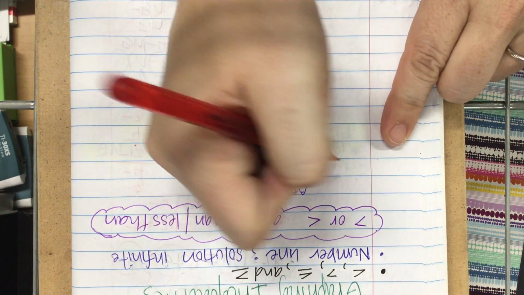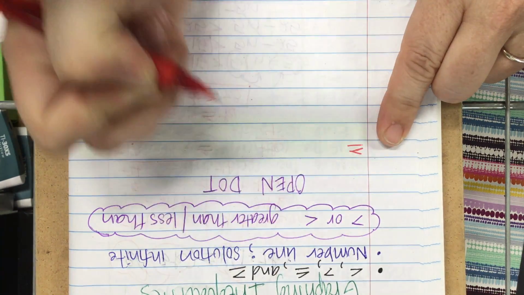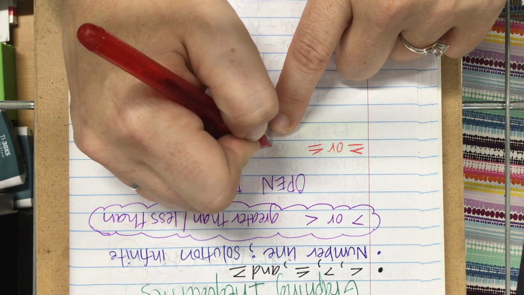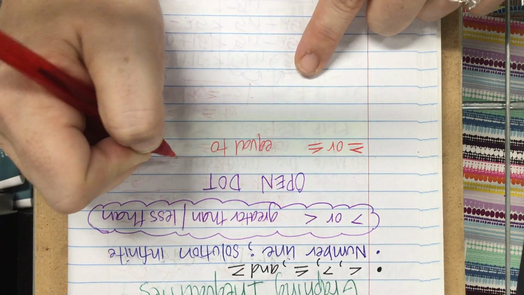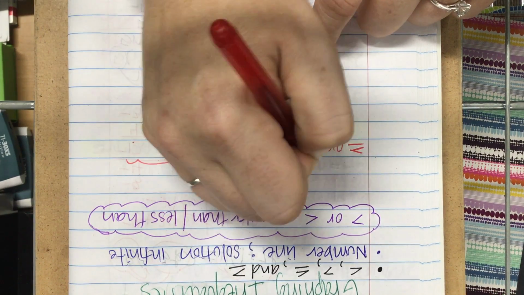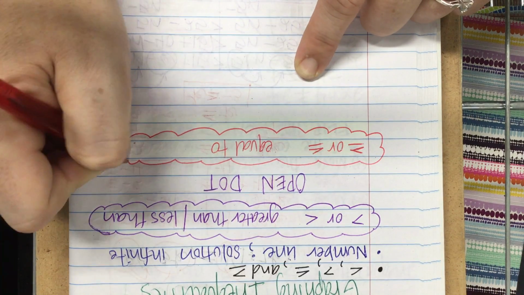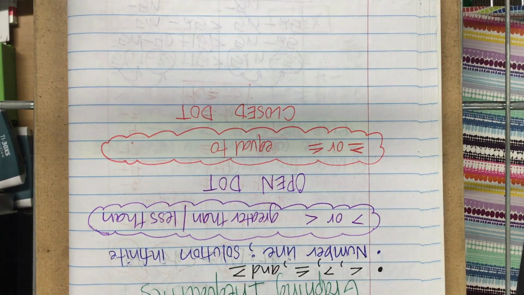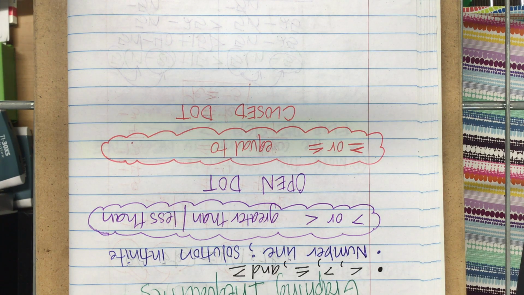If it is a greater than or equal to or less than or equal to, if it includes the equal to, it is a closed dot. So if it said m is greater than 10, I draw a circle at 10, an open dot. If it said m is greater than or equal to, I'd color in the dot. I'd fill it in. It's called a closed dot.